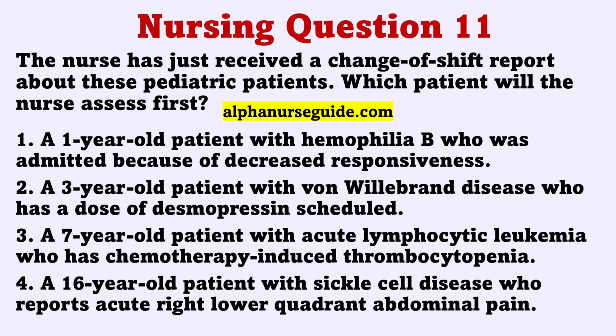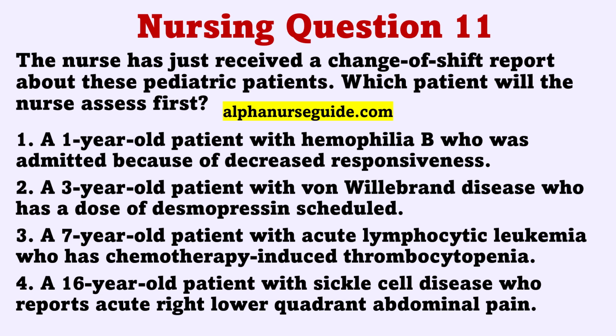The nurse has just received a change of shift report about these pediatric patients. Which patient will the nurse assess first? 1. A 1-year-old patient with hemophilia B who was admitted because of decreased responsiveness. 2. A 3-year-old patient with von Willebrand disease who has a dose of desmopressin scheduled.